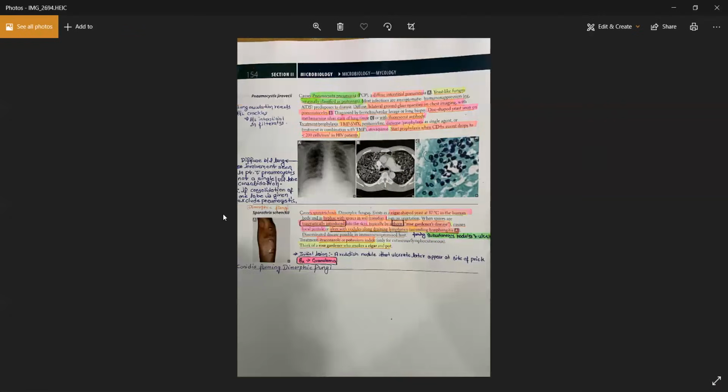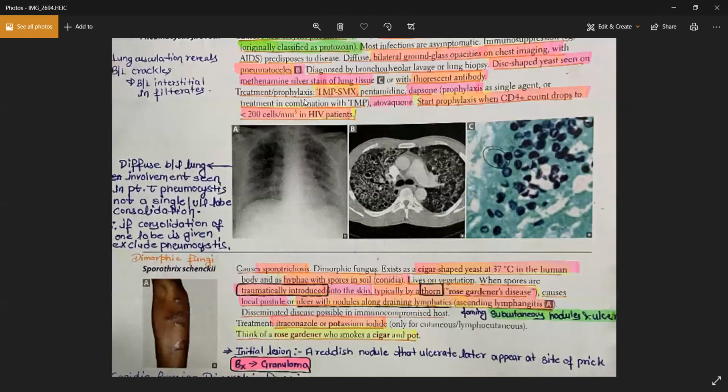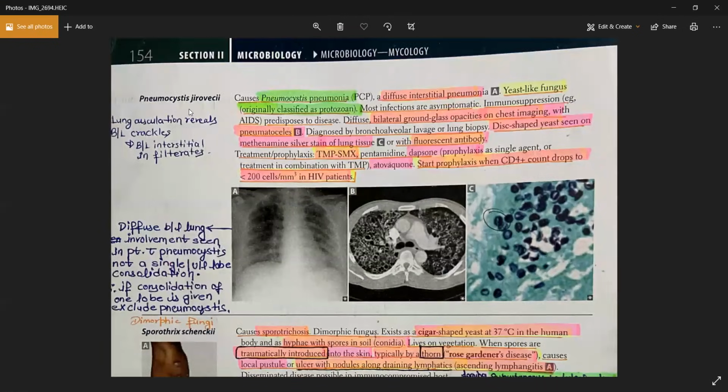Then comes Pneumocystis jirovecii. It is not girovesi, but jirovecii. Pneumocystis jirovecii only affects AIDS patients or immunocompromised patients, like patients on glucocorticoid therapy, of course. It causes bilateral diffuse interstitial pneumonia. It affects the interstitium, which is the space between the different alveoli, and that's why it causes diffuse interstitial pneumonia.